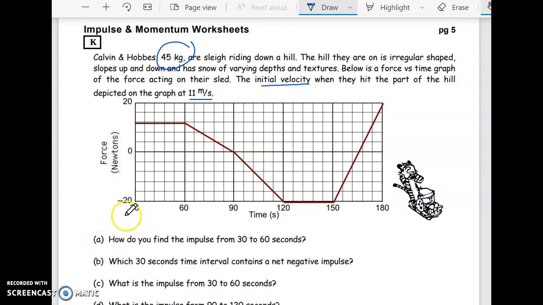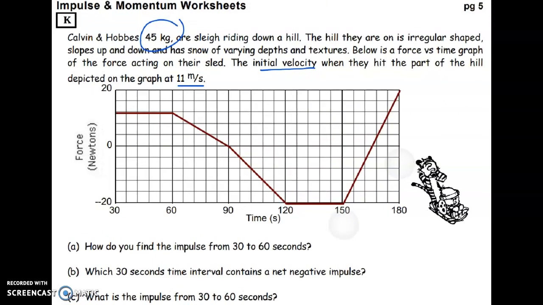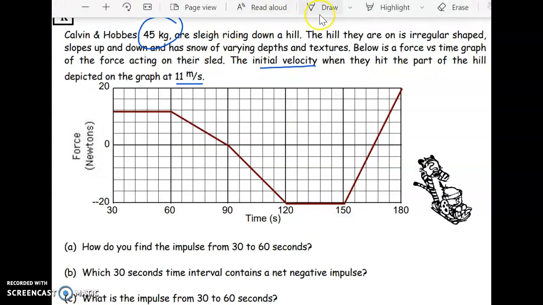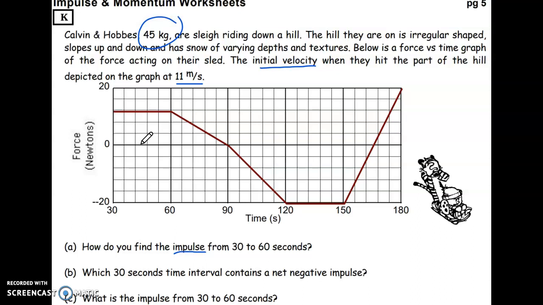So for part A, it says, how do you find the impulse from 30 to 60 seconds? To find impulse on a force versus time graph, you have to find the area under the curve. So the area under the curve is from 30 to 60 seconds. Notice how our graph starts at 30 seconds, and 60 is marked here. So we need to find the area for this box here.